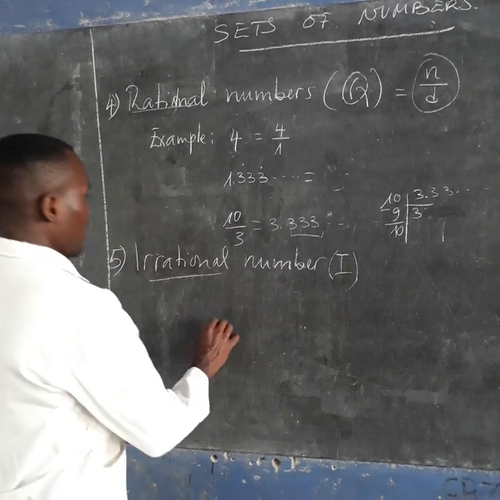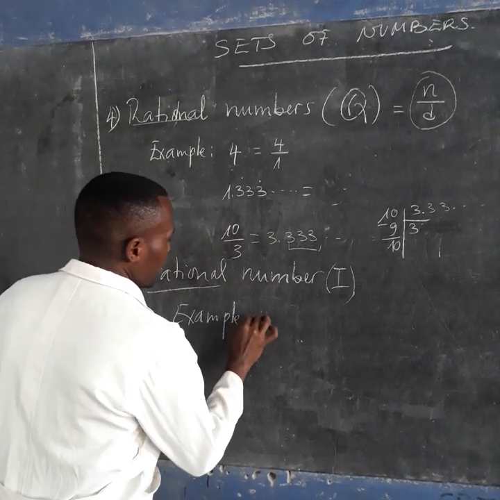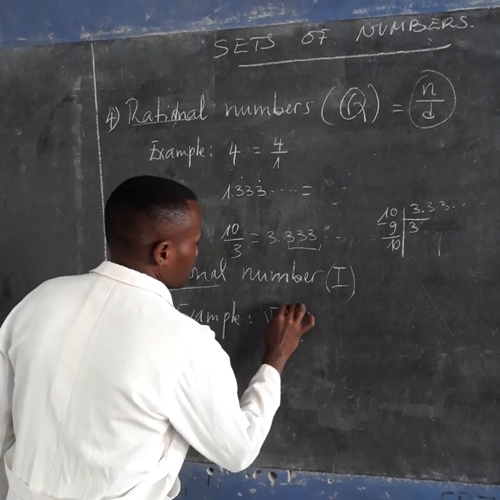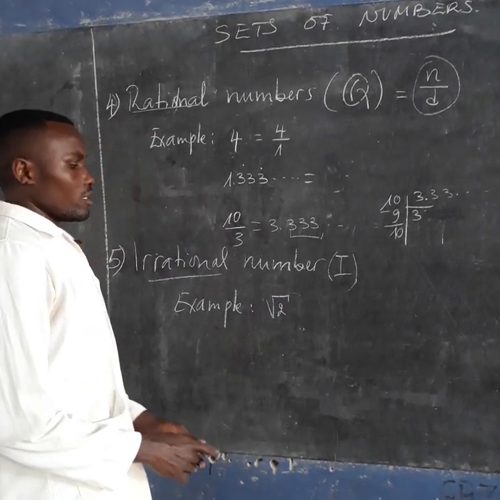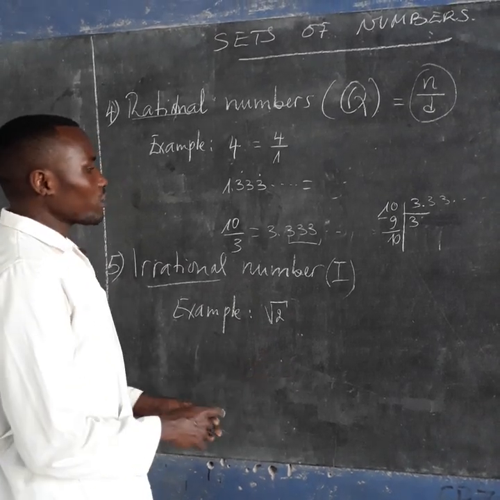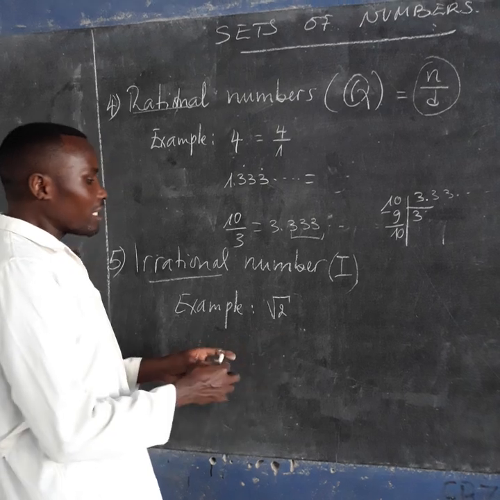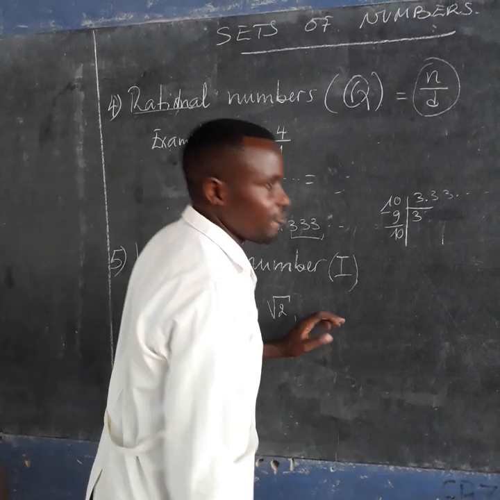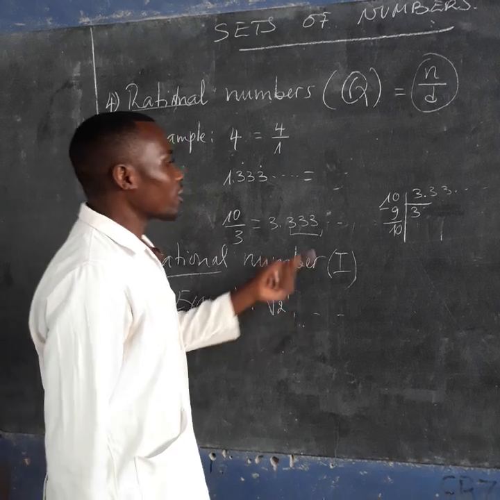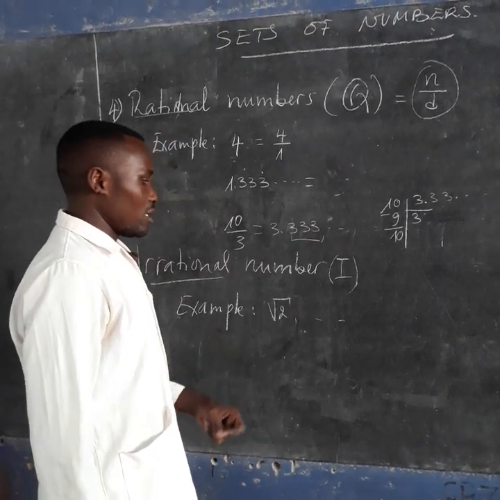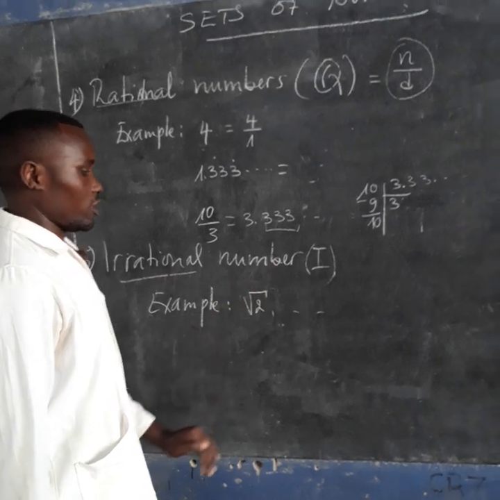For example, when we write the square root of 2, we get a number which contains a decimal point, but the decimals are not repeating. It is a number which will not end, and its decimals are not recurring. This number is irrational because it cannot be written as a fraction.